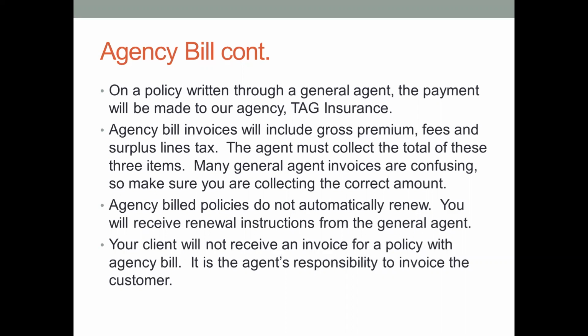In other words, it is the gross premium, fees, and surplus lines tax minus commission that we're going to send to our general agents. The reason that we collect the gross premium, fees, and surplus lines tax, or the gross amount, is we hang on to your commission so we can pay you. So it's really important to get the gross amount.